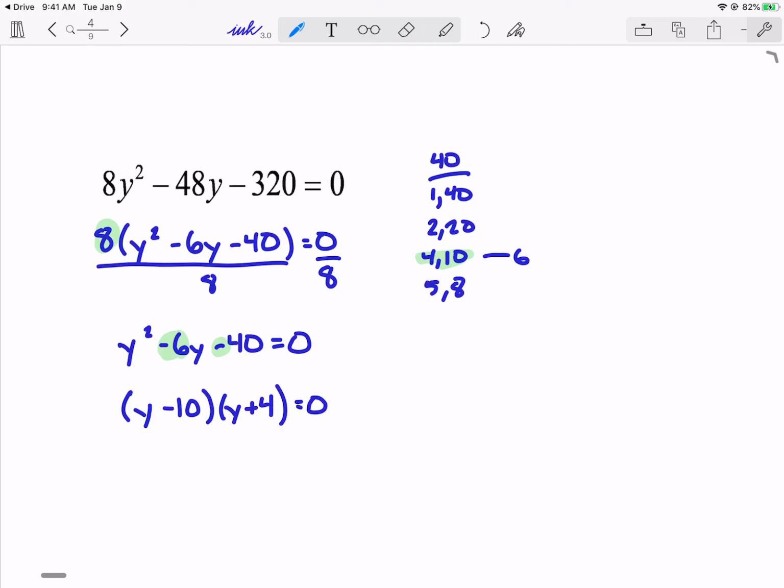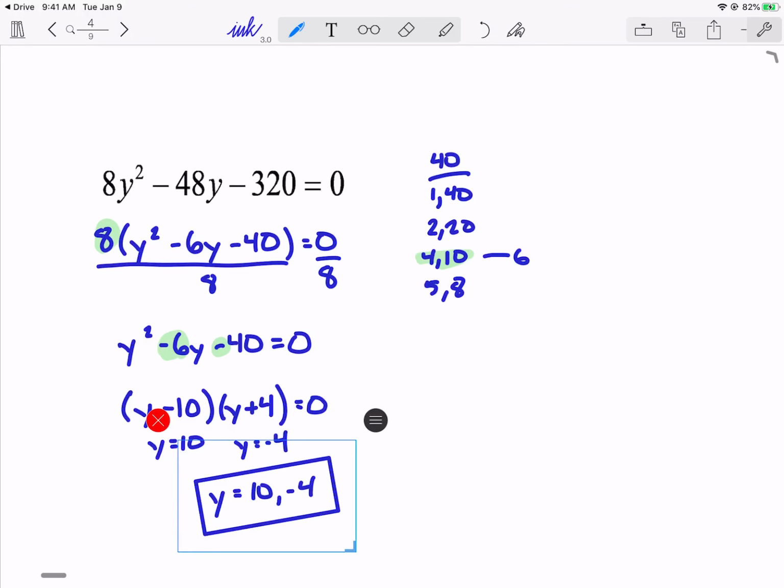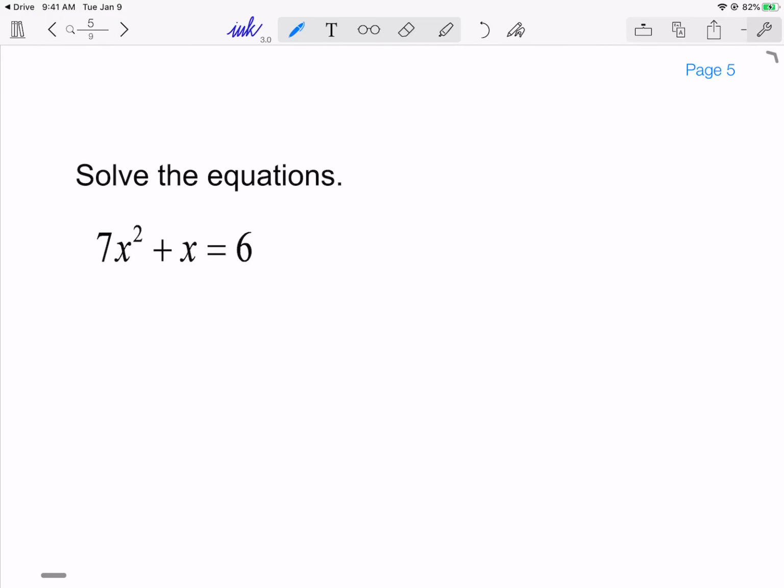And again, this still equals 0. I got to keep writing that equals 0, otherwise my equation becomes an expression. Equations have an equal sign. Now I'm going to set the first one equal to 0, and I get y equals 10. Set the second factor equal to 0, and I get y equals negative 4. So my two solutions are 10 and negative 4. Okay, so the key is I've got to be able to factor these things. Let's take a look at some more.